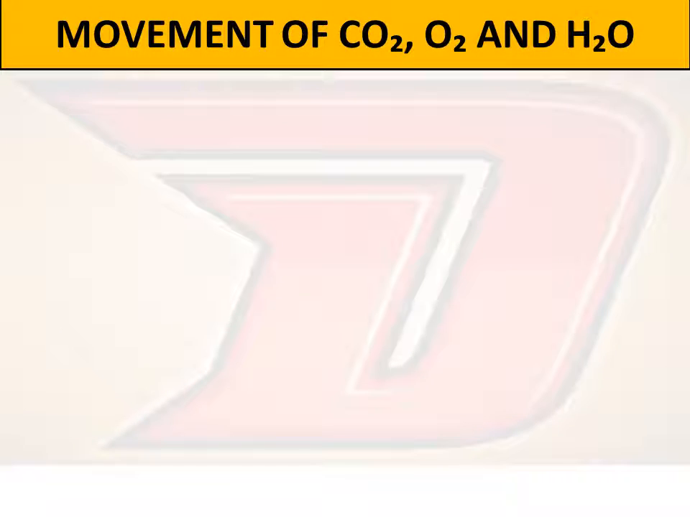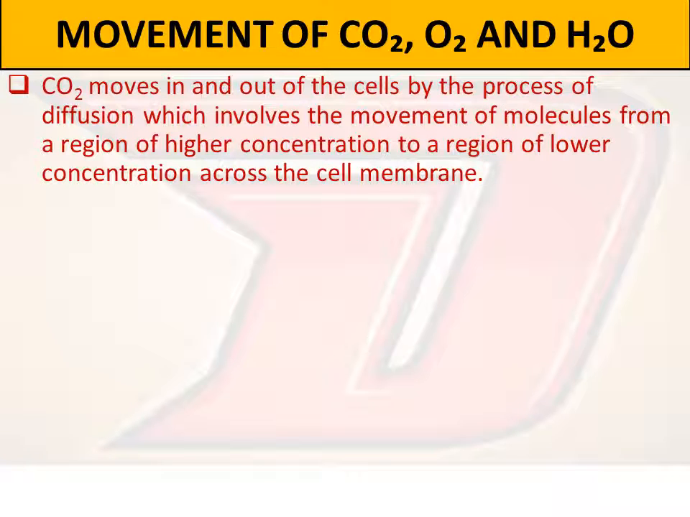Now movement of carbon dioxide, oxygen and water. We know that carbon dioxide is a kind of waste product, and oxygen and hydrogen, that is water, are the important components which are used by a living cell. Carbon dioxide moves in and out of the cells by the process of diffusion, which involves the movement of molecules from a region of higher concentration to a region of lower concentration across the cell membrane.